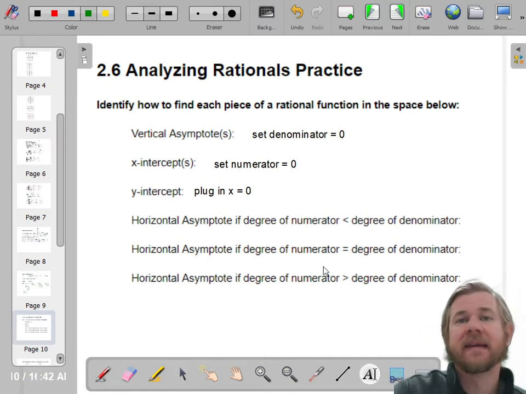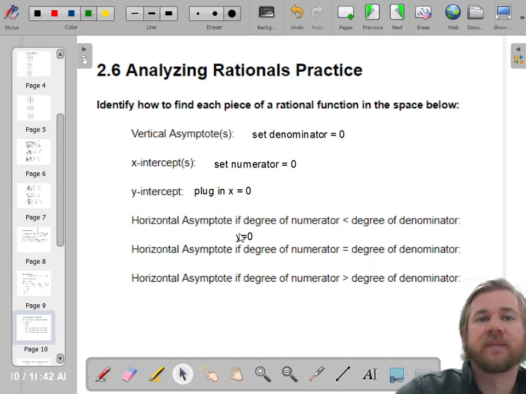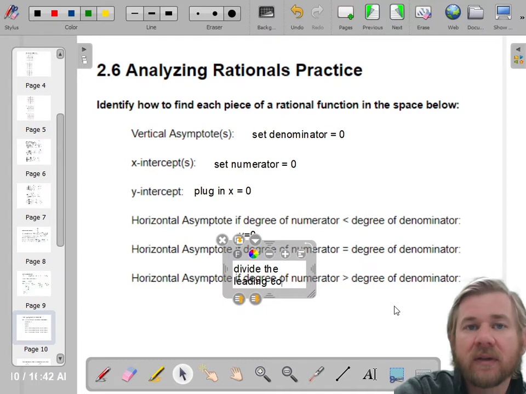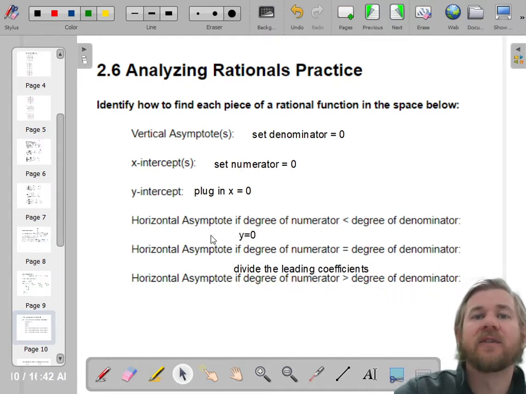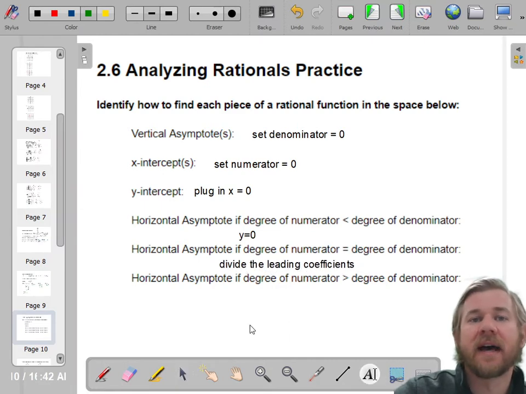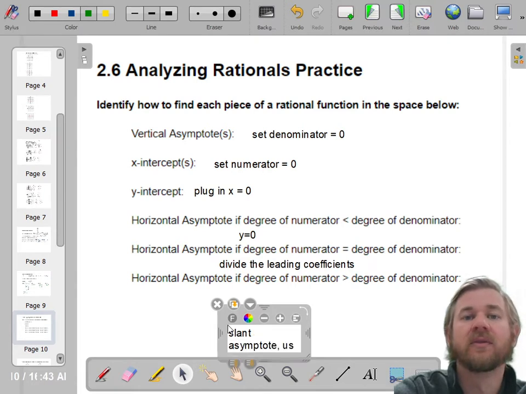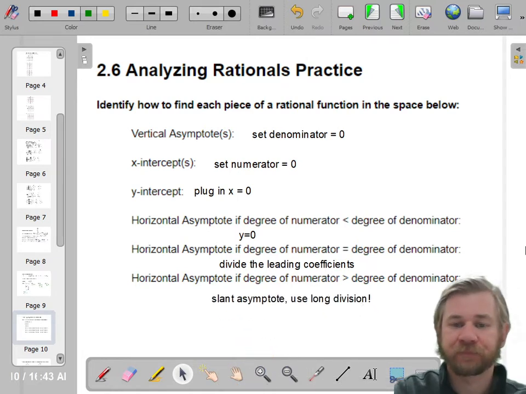And now the three cases. If you have a lower degree in the top, then the horizontal asymptote is at y equals 0. If you have the same degree, then you divide the leading coefficients. And if you have a higher degree in the top, then you have a slant asymptote. Use long division. Which, like I said, we're going to do later. But you just need to remember those cases that we just talked about.